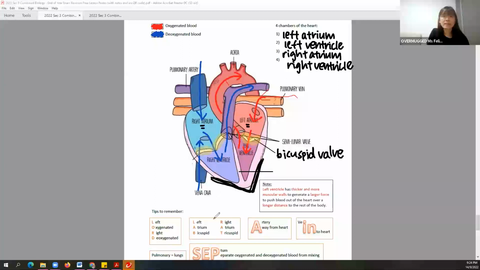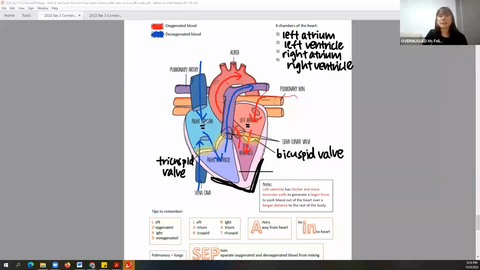Then for the right side, it will be RAT. So the right atrium side is tricuspid. So this is the tricuspid valve. Such keywords, make sure you spell correctly. So you follow the spelling. Because for keywords, if you spell wrongly, then your marks are gone.